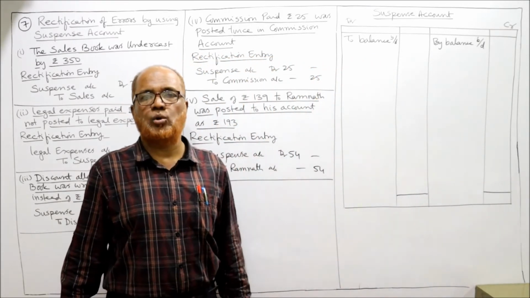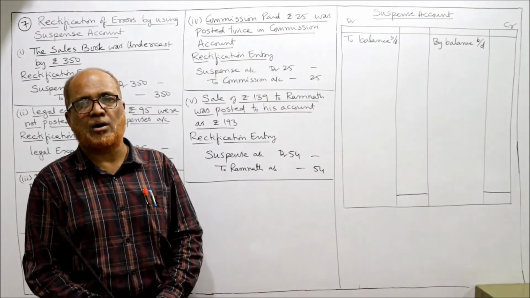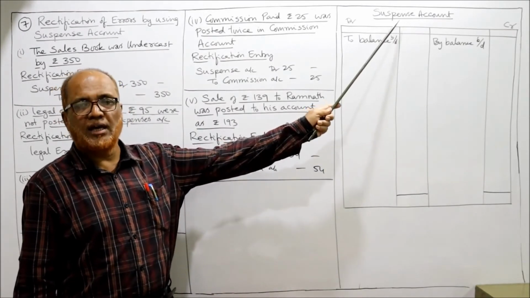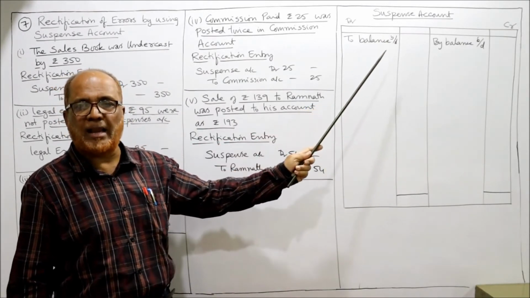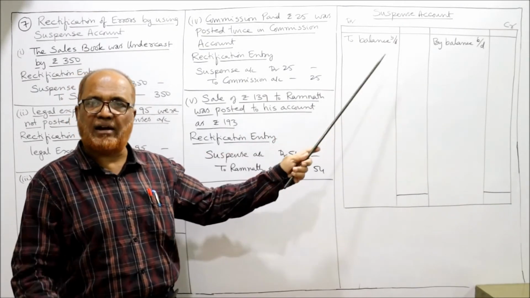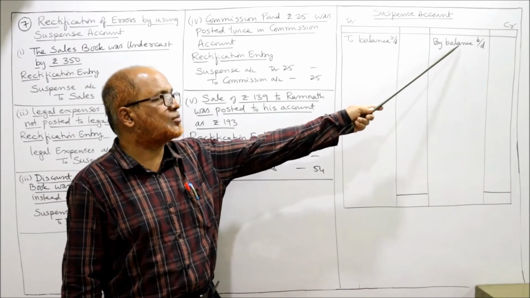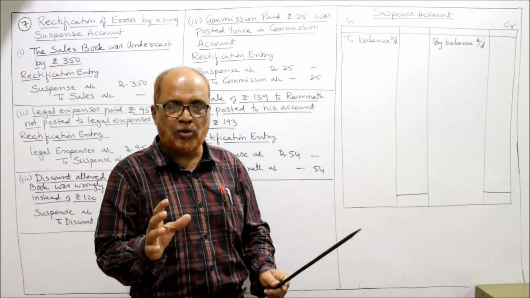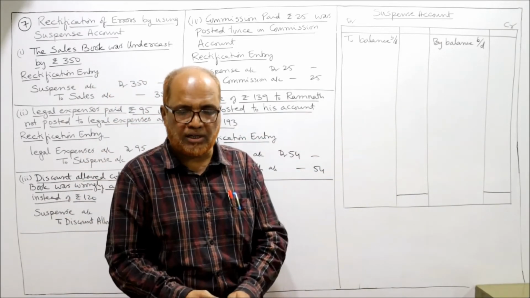Now it is asking you to make the suspense account. In suspense account, we don't know whether opening balance you may get on debit side or credit side. So to be on the safer side, I have taken two balance brought down. Whichever will be used, will take the amount, the other one will put it dash.